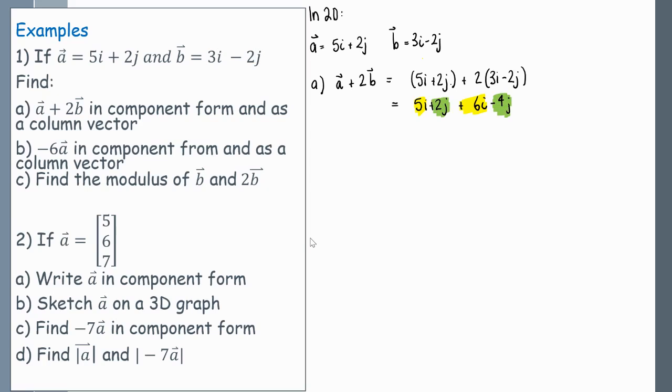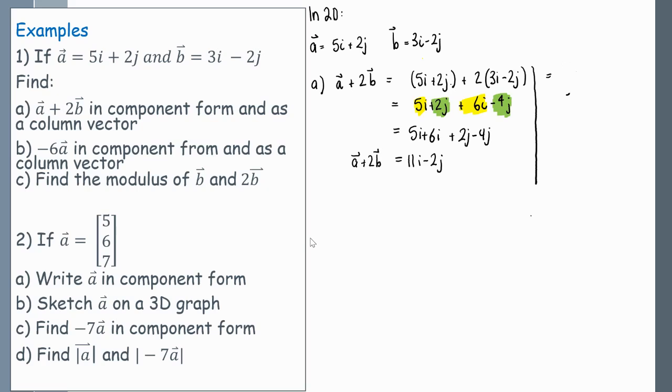Then we add 5i plus 6i. We'll get 11i. And 2j minus 4j, well, that is just minus 2j. So it's a lot like algebra in this sense. Follows the same rules.